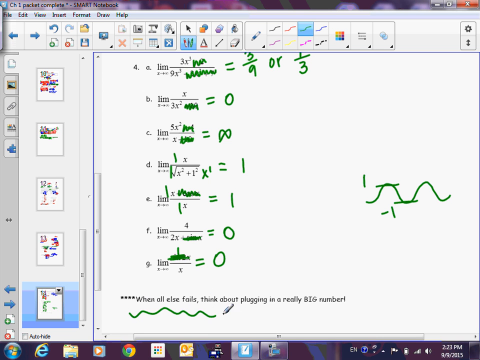And then this is really the best advice of this whole page. When all else fails, think about plugging in a really big number like 1,000,000,000.